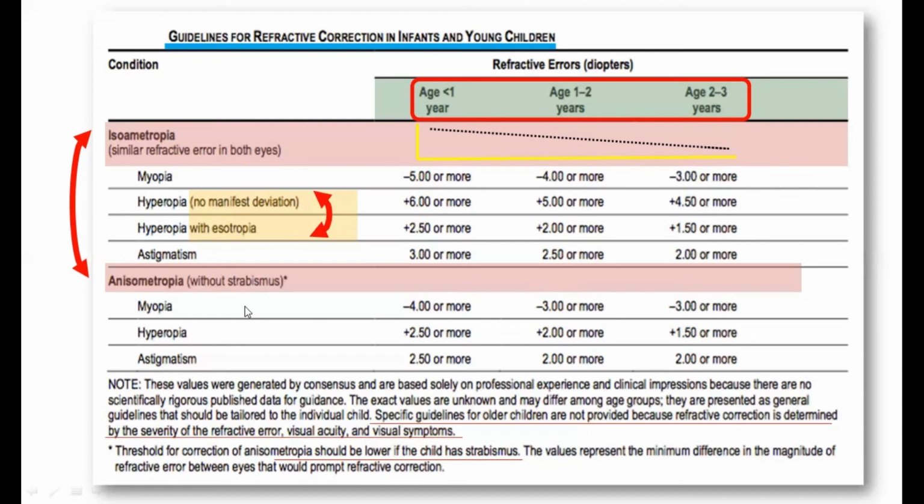And I forgot to mention that in anisometropia, there is no mention of the effect of having strabismus. So here we have an asterisk. It says that anisometropia without strabismus. Of course, if there is a strabismus, you have to lower your numbers, or lower your threshold for prescribing spectacles.